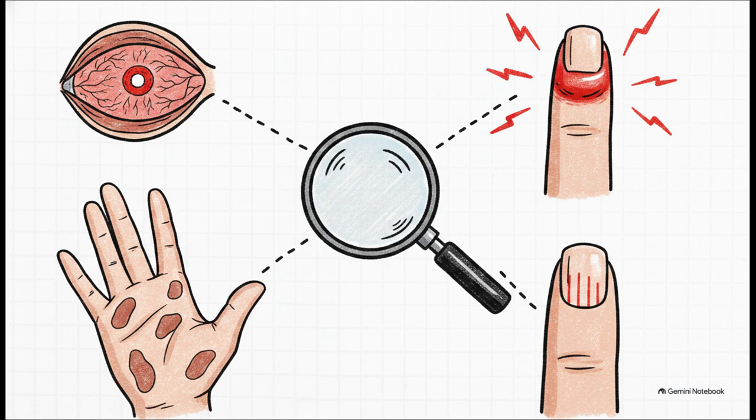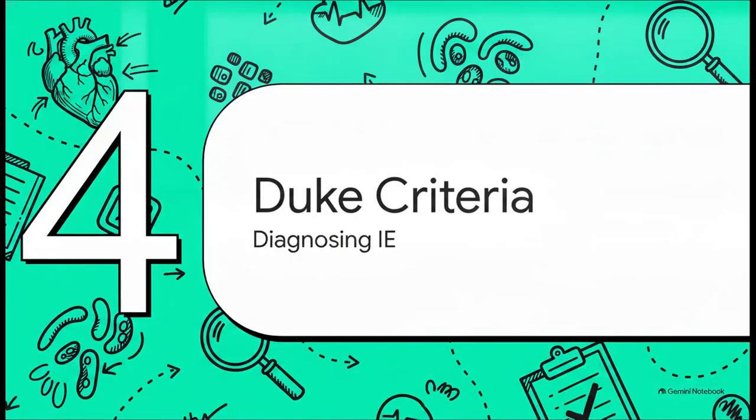Contrast that with Janeway lesions, which are totally painless, flat spots typically on the palms and soles. Add in splinter hemorrhages, those tiny dark lines under the fingernails, and boom, you've got the classic peripheral manifestations perfectly memorized.